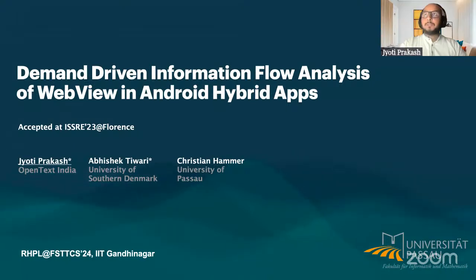Okay, so today I'm going to talk about demand-driven information flow analysis of Android WebView apps. And this paper was presented at ISRE last year at Florence. I'm Jyoti Prakash, and I'm presenting this paper with my co-authors Abhishek Tiwari and Christian Hammer. This work was done during my PhD when I was doing my PhD with Professor Hammer.